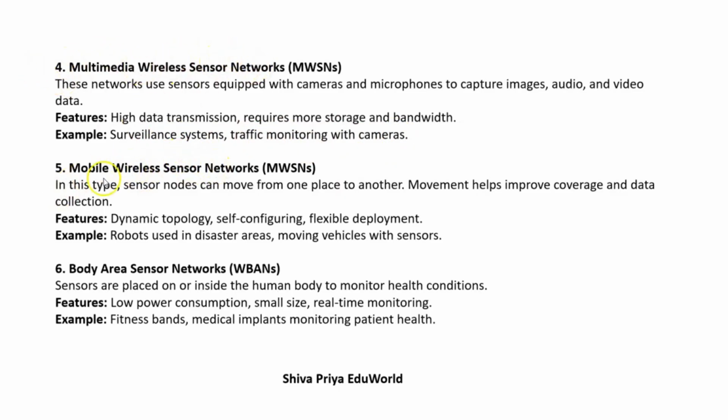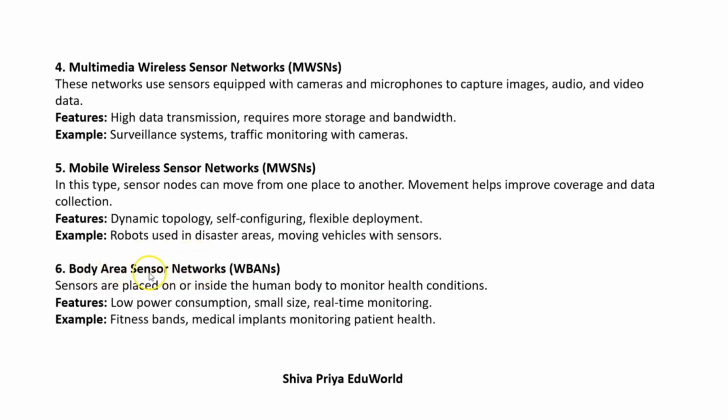Mobile wireless sensor networks. In this type, sensor nodes can move from one place to another. Here, movement helps to improve the coverage and data collection as well. The features are dynamic topology, because it will move from one place to another, and self-configuring, flexible deployment. For example, robots used in disaster areas, which are dynamic, self-configured, and very flexible, and moving vehicles with sensors. This is also a mobile wireless sensor network.